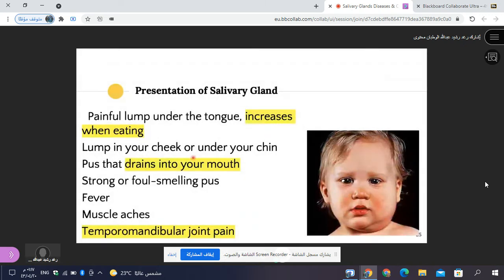Regarding the presentations of salivary gland disease, assume that you are sitting in the ER or in your office as a doctor, and a patient comes to you and explains that they have, for example, a painful lump under the tongue.